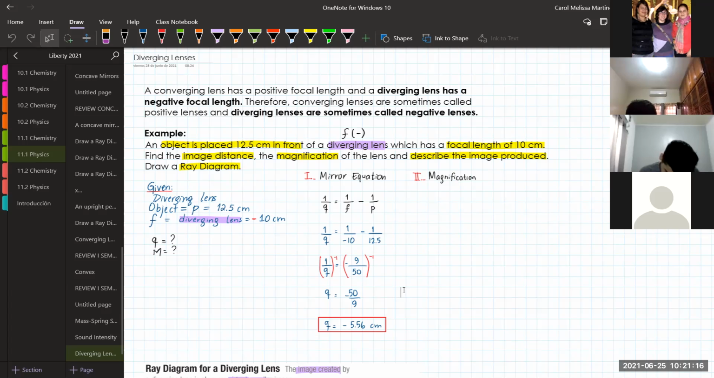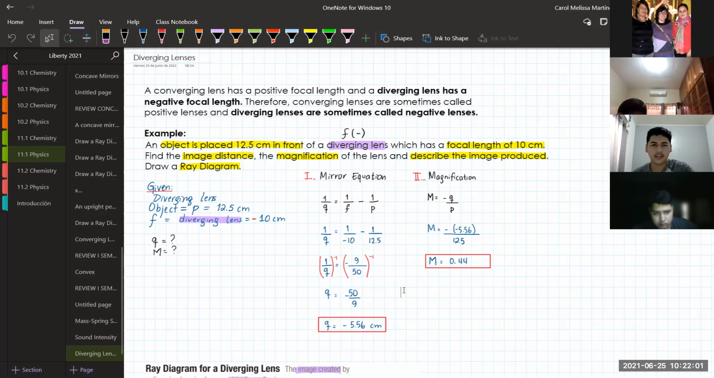Magnification is equal to negative Q divided by P, substitute by the givens. Magnification is negative negative 5.56 divided by 12.5. How much is this? Zero point five. No, sorry, 0.4. 0.44, I got. Remember? Easy, if I got 0.44, 48. 44, 48, exactly. Why is it not 0.5?